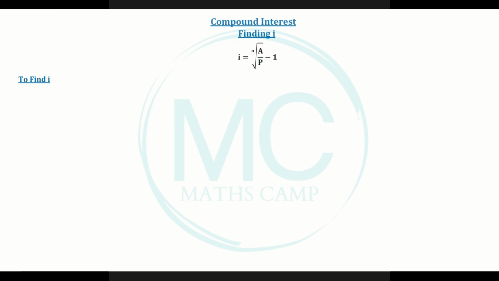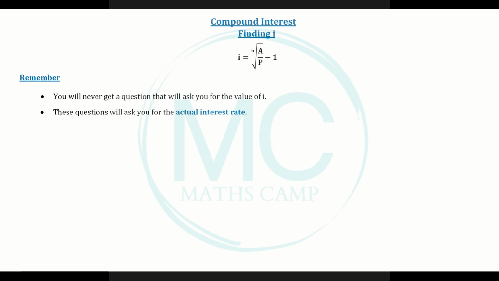To find i, we start by dividing A by P. Then we root the value by n, and finally we subtract 1. Please remember that you will never be asked to find the value of i. These questions will ask you to find the actual interest rate, and to do this, you multiply i by 100. Let's look at some examples.